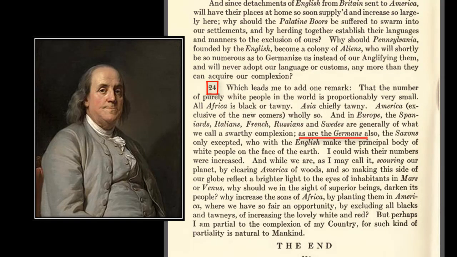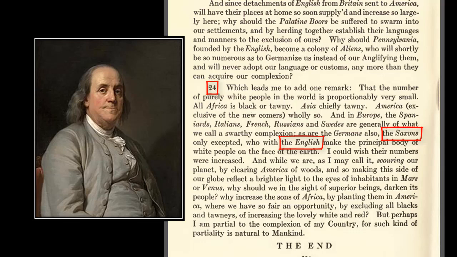So let's see, Mr. Franklin, you are saying that the Spaniards, Italians, French, Russians, Swedes, and Germans were dark, melanated people. Let's continue. "The Saxons, only excepted, who with the English make the principal body of white people on the face of the earth." So he is classifying white people in two categories, Saxons and the English.